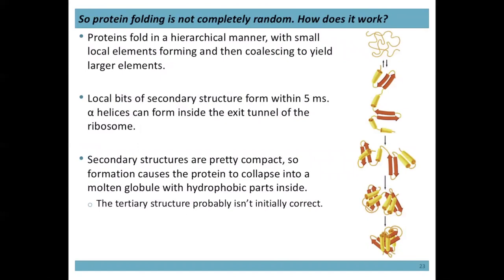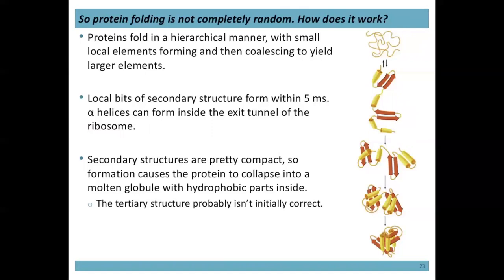In fact, it's highly cooperative, which means that things tend to interact with other things and they fold together. But there is some hierarchy in that. It's thought that first, as the protein comes off, you get these small secondary structures. And so you can see here in this diagram that we get our alpha helices and some beta sheets. And so you get these local bits of secondary structure, and those form within 5 milliseconds. I say milliseconds. So in fact, the alpha helices can actually form as the protein's coming out of the ribosome. So those can happen really quick.